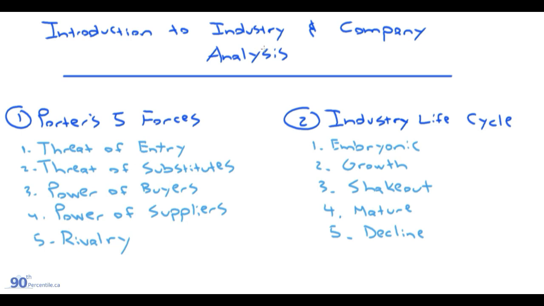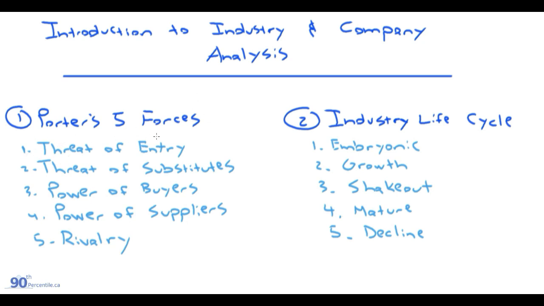Here, we're talking about the introduction to industry and company analysis. So we're zooming out a little bit from the last module, which was the intro to equity securities. Here, two key topics. One is Porter's Five Forces, which is basically a framework that can be used to identify how competitive an industry is. And there's basically five different factors that go into this analysis.